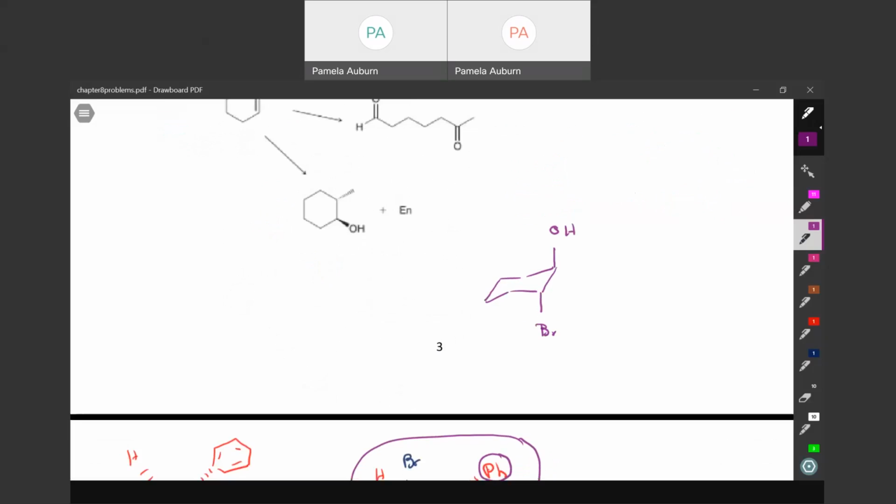And what I can do in the next synthetic step is react this with a strong base, for example sodium hydride. And the strong base is going to deprotonate the alcohol to give me the alkoxide. I haven't quite left myself enough space, but we'll make it work. And so now I have a nucleophile and I have a leaving group within the same molecule. And what happens is this comes over here and kicks that out. It's an intramolecular SN2 reaction. And what I form is an epoxide.